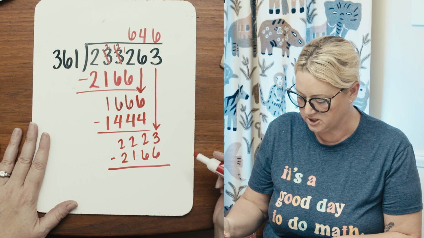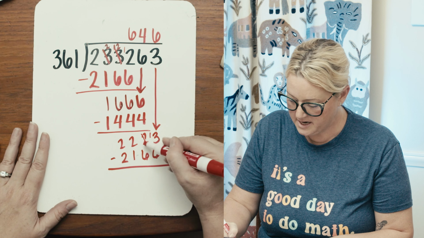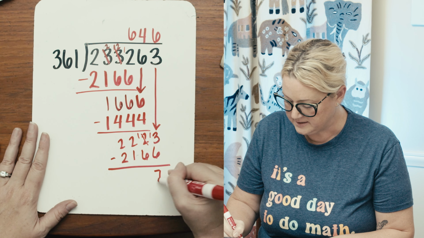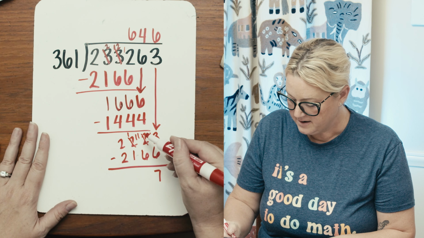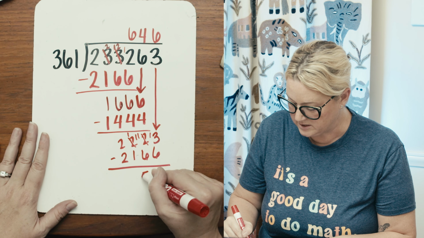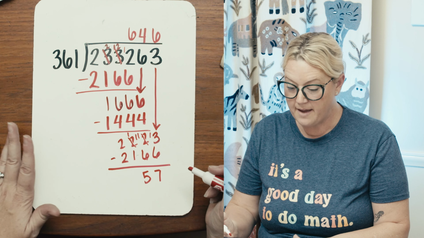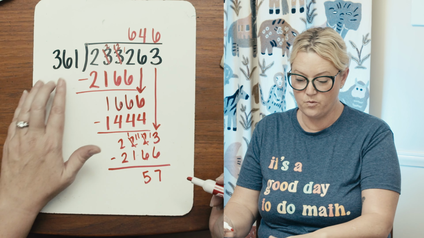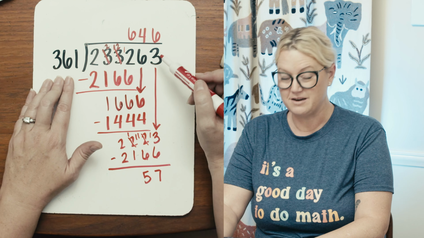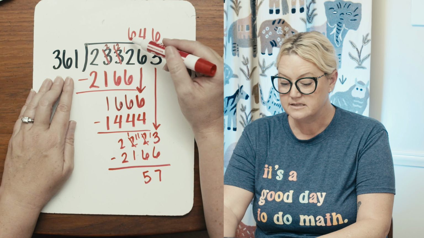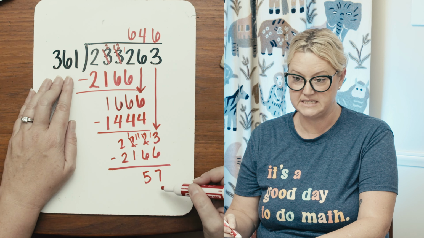Now I've got 3 minus 6, 13, borrow. So 13 minus 6 is 7. Borrow again. So I've got 11 minus 6, which is 5. 1 minus 1 is 0. 2 minus 2 is 0. So I'm left with 57 over 361. 233,263 divided by 361 is 646 with a remainder of 57.